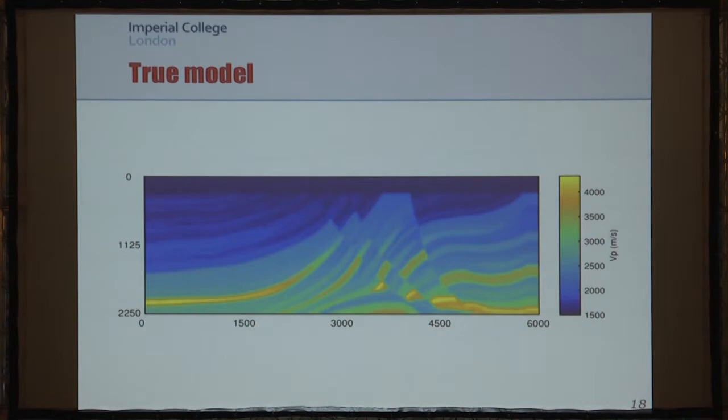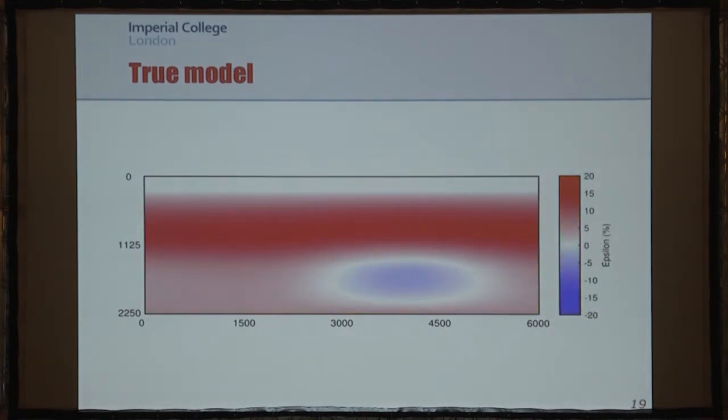So this is the true model. And this is the epsilon model that we constructed to go with it. It's very simple. It's just 2 features, a low epsilon anomaly at depth and a shallow high epsilon layer. But note that it's completely decoupled from the velocity model, such that the inversion should be able to tell us if there's any leakage between the 2 parameters.